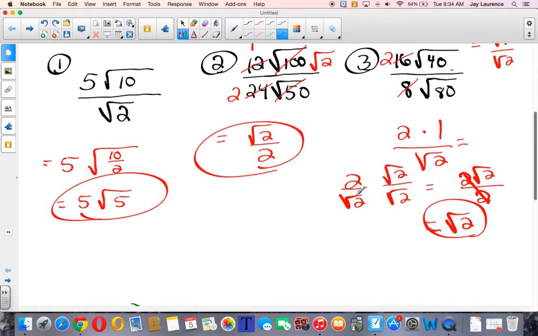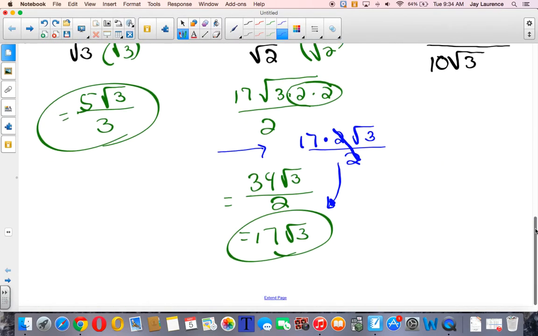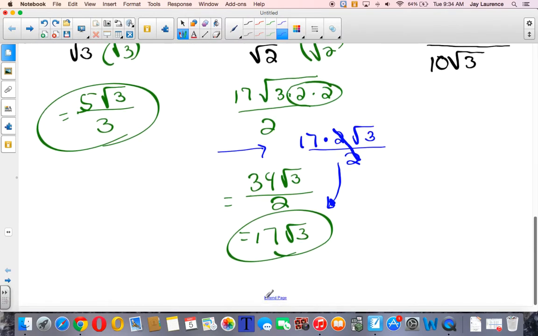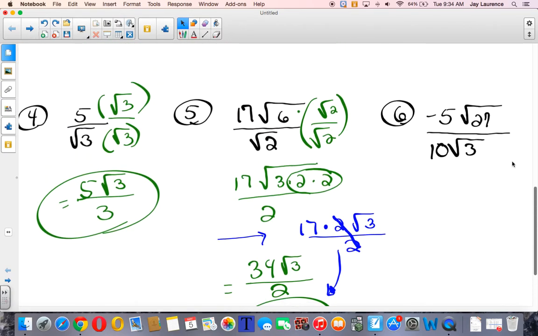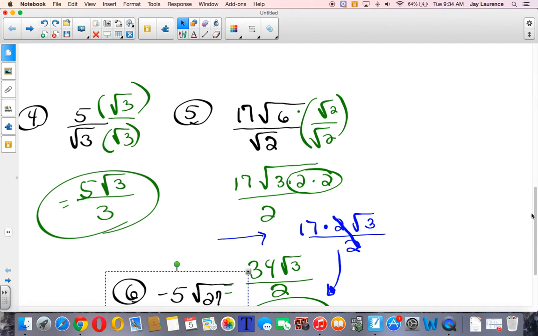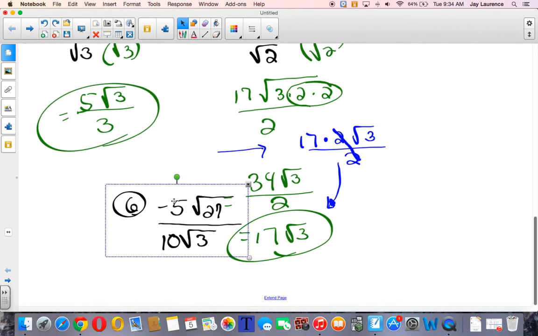Okay, number 6. Let's see here. I'm going to remove number 6 because I don't have enough room to show all the work I need to show here. So let me make sure it's all grouped. Okay, and I'll drag it down here.